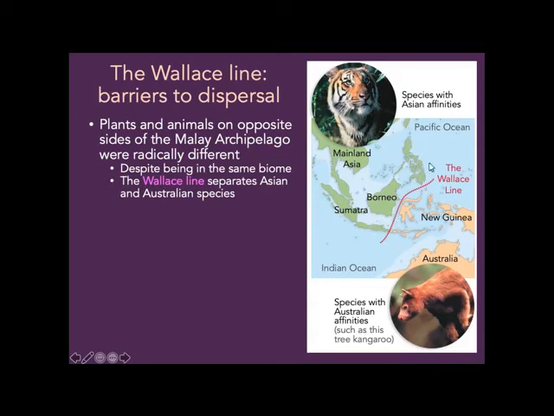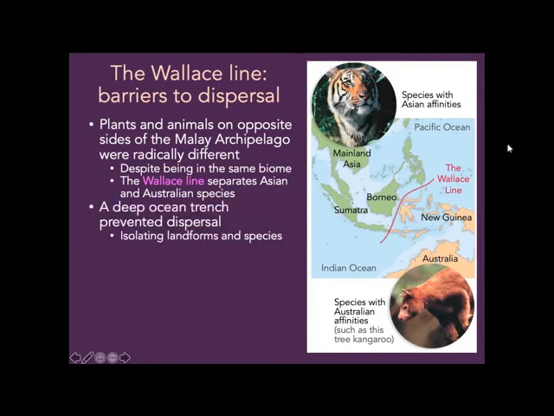So even if you look at islands like Borneo and Sumatra that are pretty far away from mainland Asia, they all had species that you would find in mainland Asia. But if you go on the other side of this line, which is called the Wallace line, to these islands over here, you tend to find species that you also find on Australia. Okay?